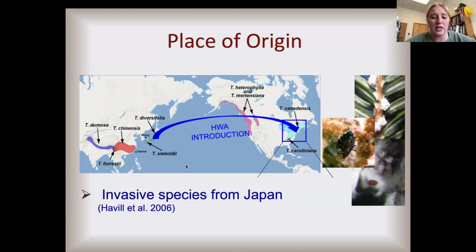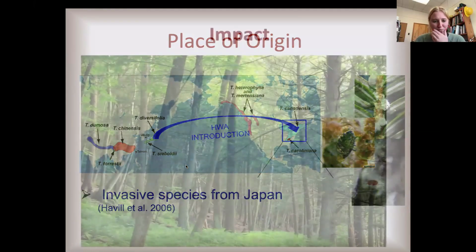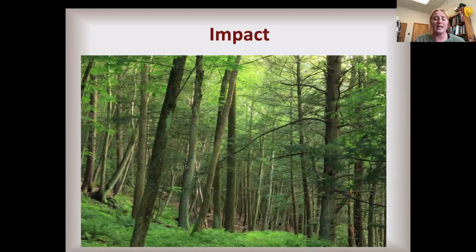And HWA co-evolved with all hemlock species that you see here, except the two that we have here in the eastern United States. So there is a western hemlock woolly adelgid strain that's found on western hemlock out in the Pacific Northwest, but that's not the one that we have here in the US that came from Japan. So that's a little fact to carry, which will make more sense when we start talking about biocontrol.